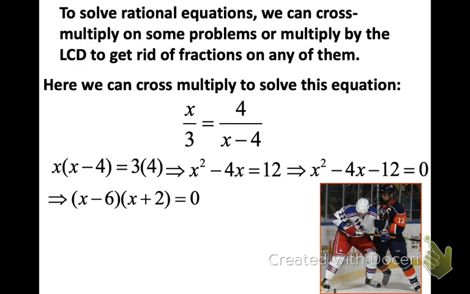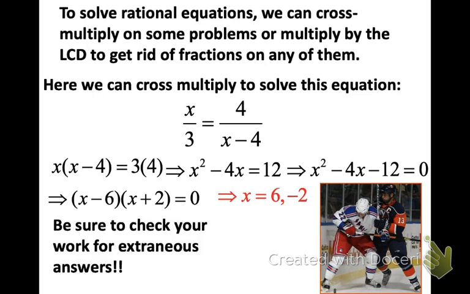And once it's factored, we can use our zero product property to find out that x is going to be equal to 6 or negative 2. Then we need to check for extraneous solutions because we want to make sure that both answers work in the above equation.